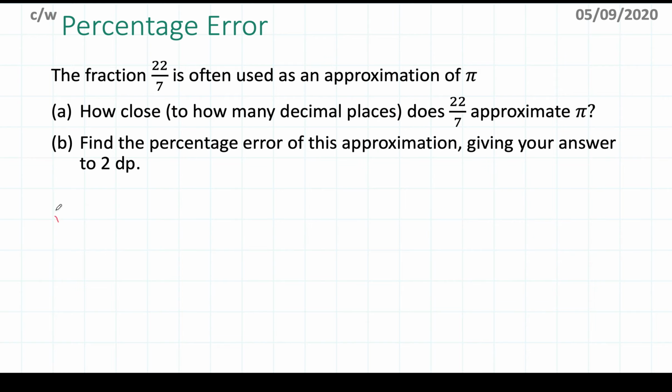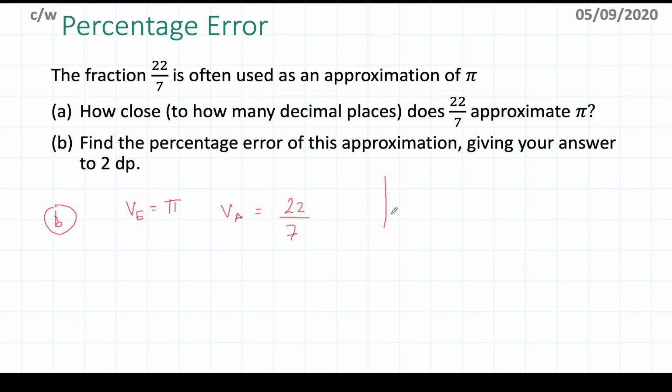So for part B, we want the percentage error. What I want you to do is to identify the exact value and the approximate value. So the exact value is pi, the approximate value is 22/7. And this is something you're going to do with every single percentage error question. Identify your exact, identify your approximate, and be careful not to confuse them both.